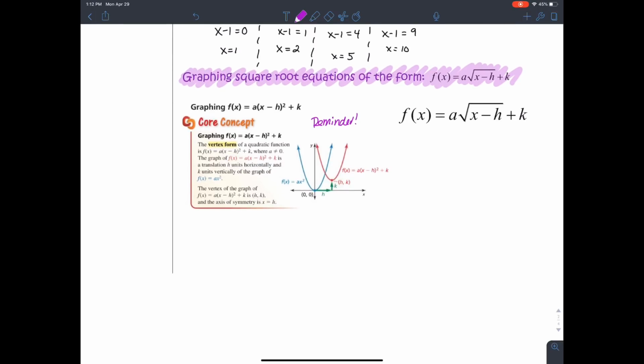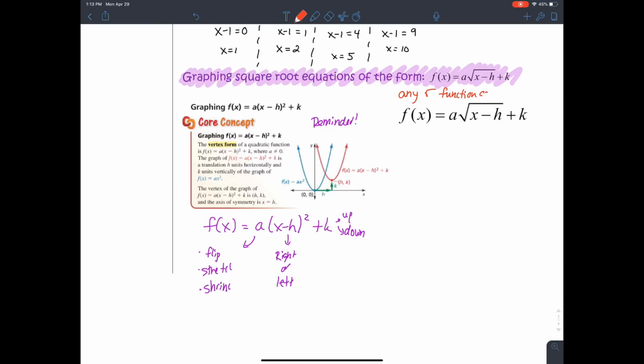When we had a parabola in vertex form, we talked about these things: how this a value here could flip it, stretch it, or shrink it. This h value could move the graph right or left, and this k value moves the graph up or down. So in similar light, we're going to notice that all square roots can be written in that same form. So the first thing we want to say is any square root function can be written like this.